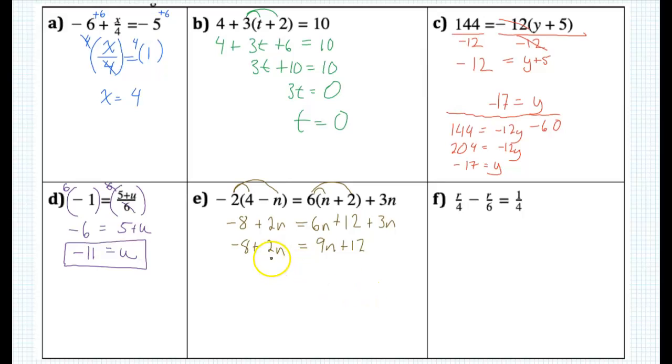You know what? I think I'd like to isolate n on the right-hand side. And why would I want to do that? So that I have a positive coefficient when I do that. So if I subtract 2n from both sides, then I have 7n here. And now I just need to subtract 12, right? So it'll be -20 is equal to 7n, right? So n is equal to -20 over 7. Yeah, and that should do that one.